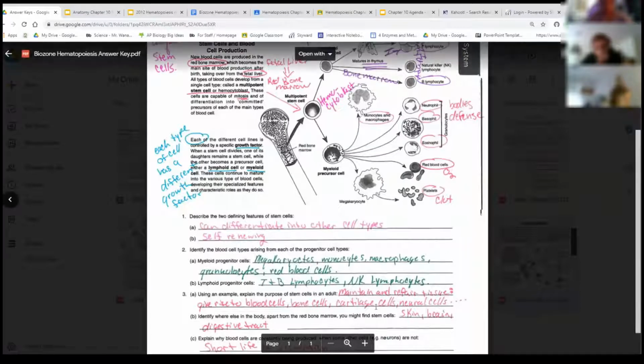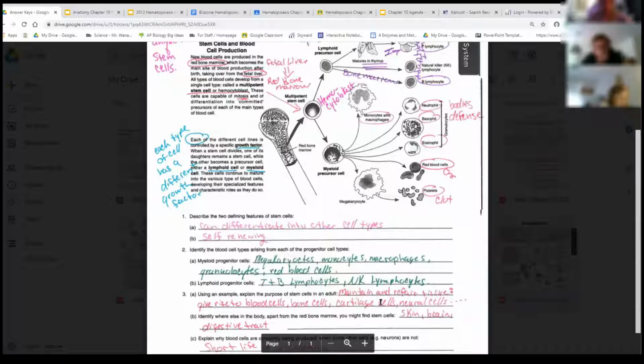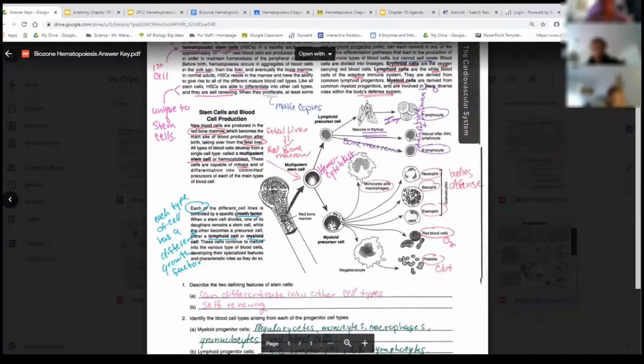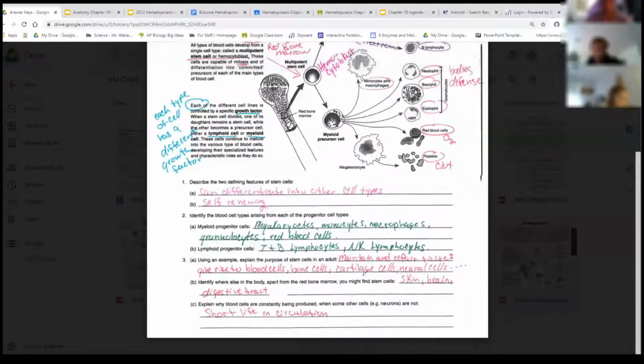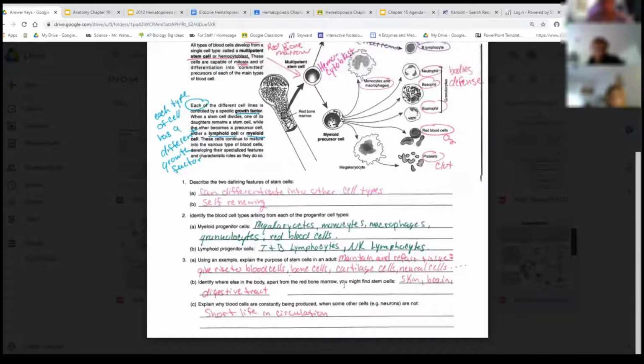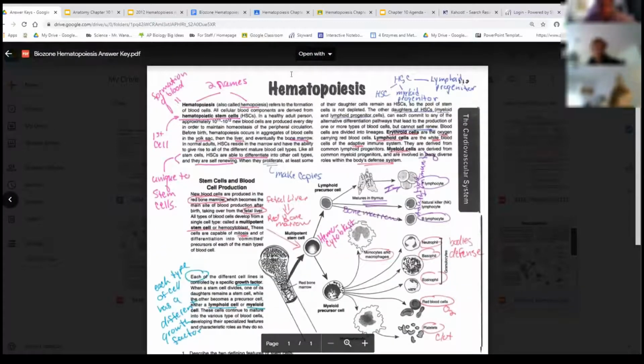Other places you can find stem cells other than red bone marrow, and I didn't really see this in the reading, or at least I'm not finding it right now: skin, brain, and digestive tract. You have stem cells in all those areas. And why would you need new blood cells to be created? They have a very short lifespan: 120 days, a week, depending on the type of cell, hours. So we're going to need to constantly make more blood cells. The making of blood cells is hematopoiesis.